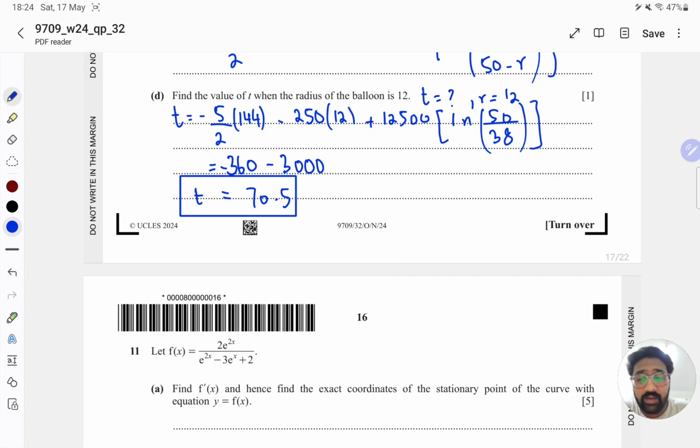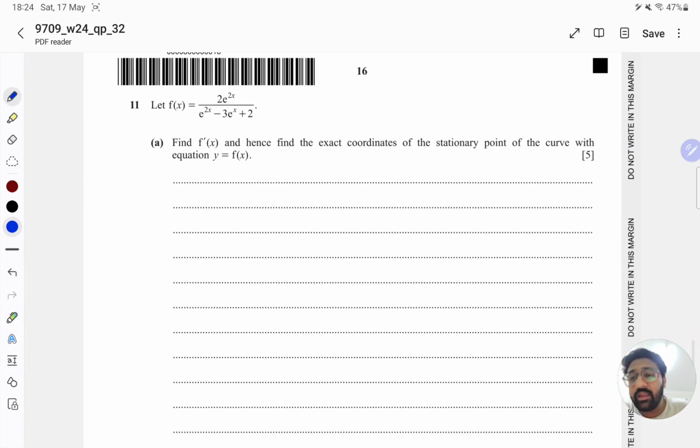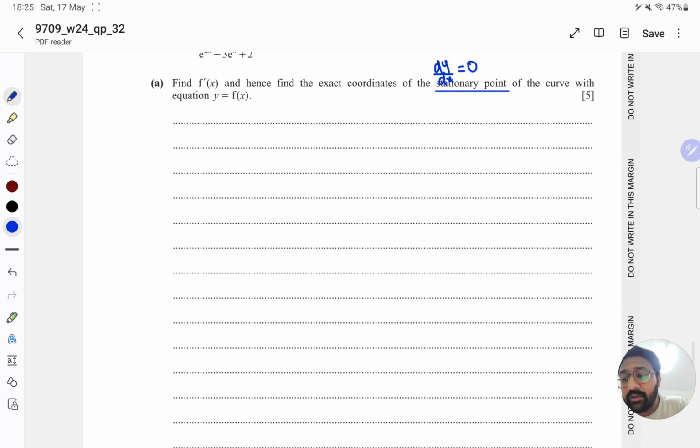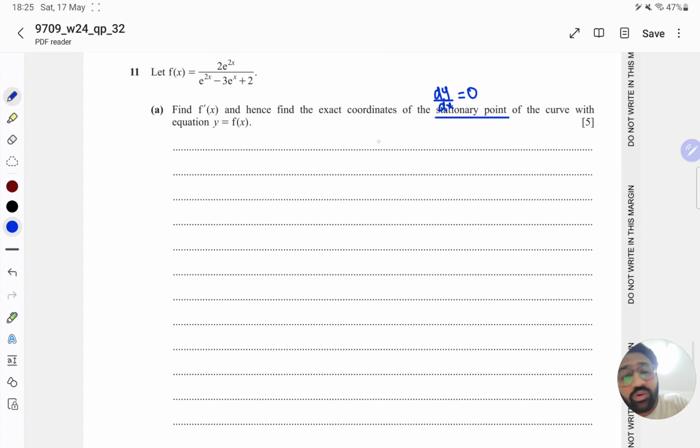Okay, so let's move to the last question, question number 11. In the last question it says that we have a function, we need to find out the f dash of x and hence find the exact coordinate of the stationary point. Stationary point means that we need to find out that dy by dx equals 0. For this we know that f of x is this. We know that d over dx of u over v, we can find it as v u dash minus u v dash divided by v square.